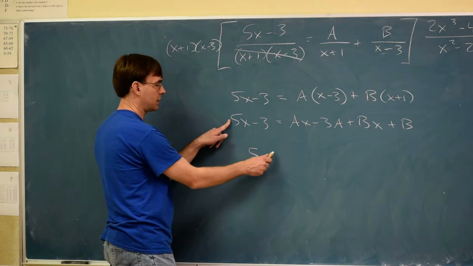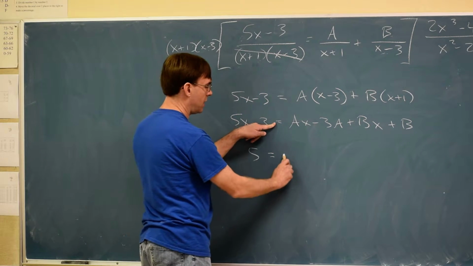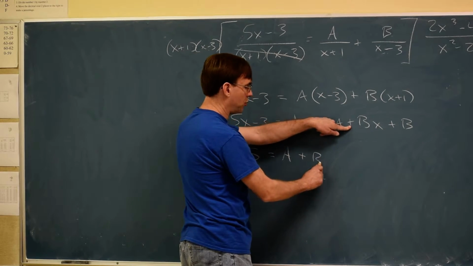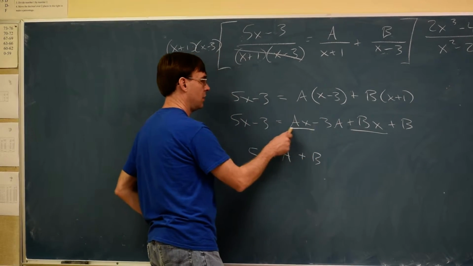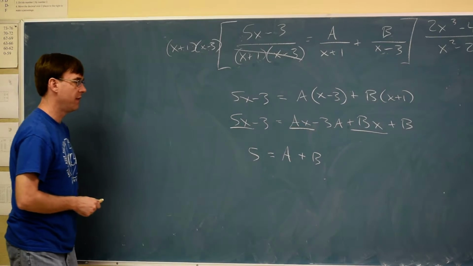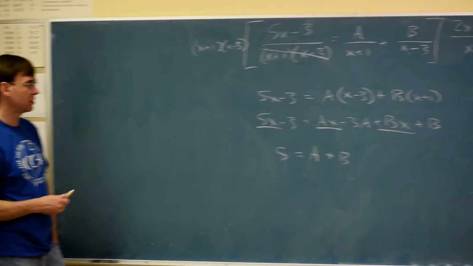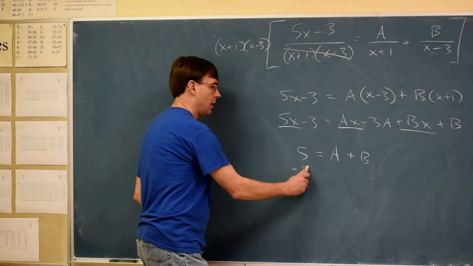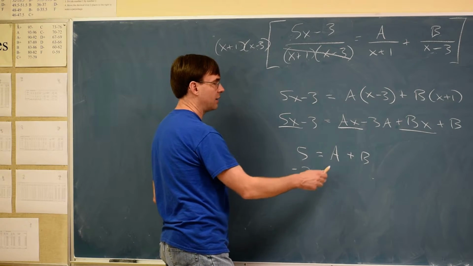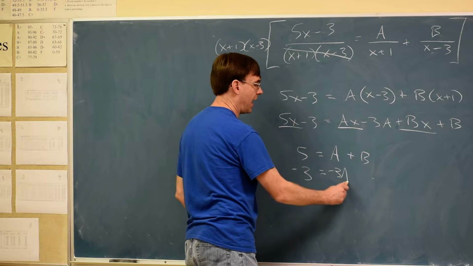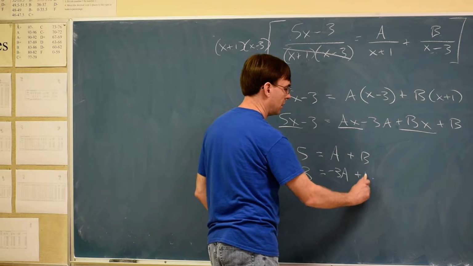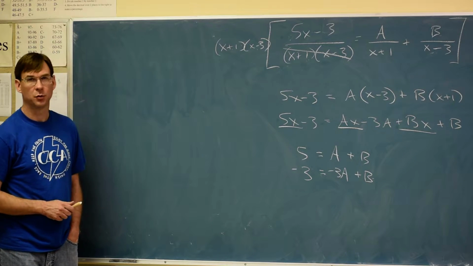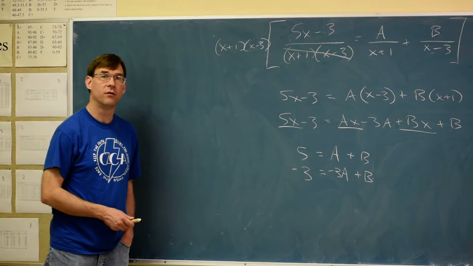5 has an x. After the equals, the A has an x. The adding B has an x. So these three form a family because they all had x's. The 5 would have to equal an A plus a B. The negative 3 would have to equal the other stuff: a negative 3A plus a B. Now we have an Algebra 2 flashback. This is called a system of equations.